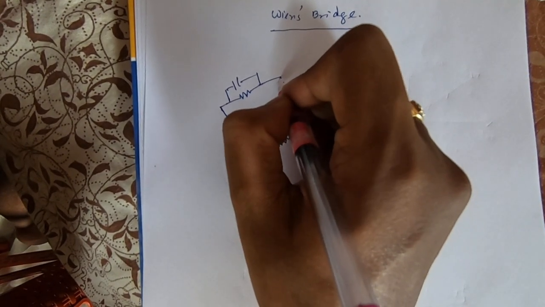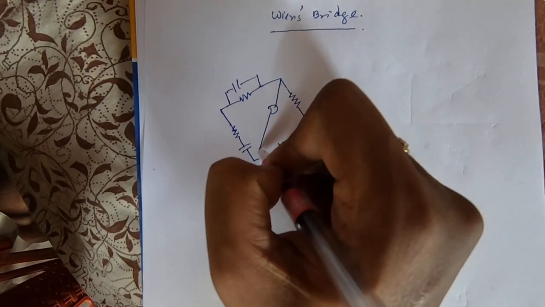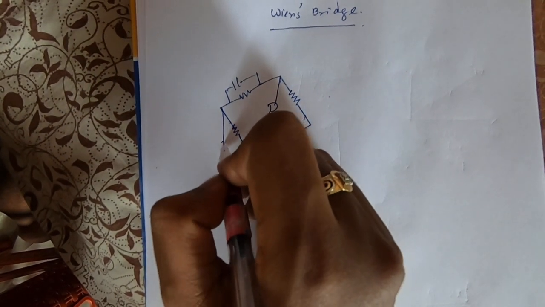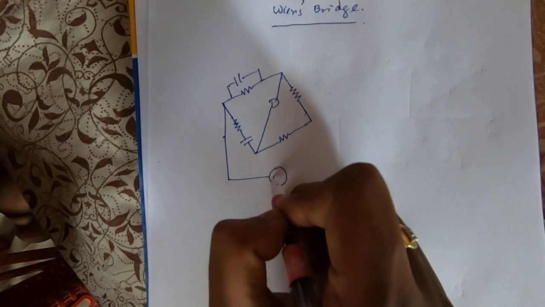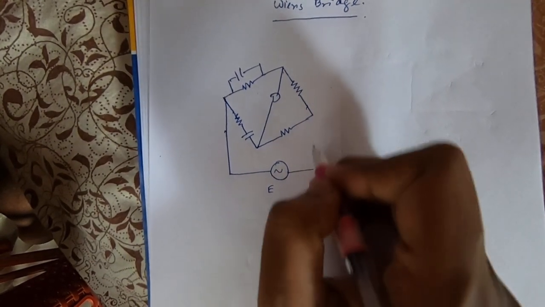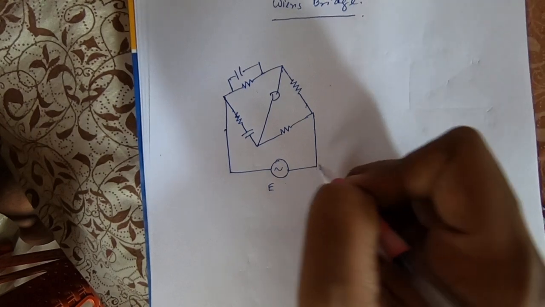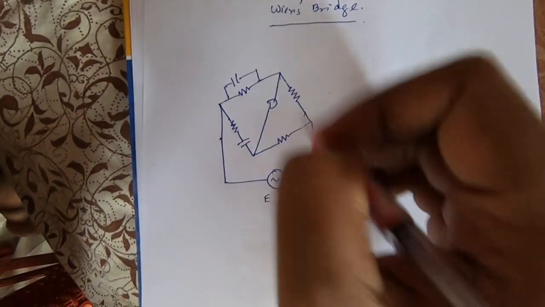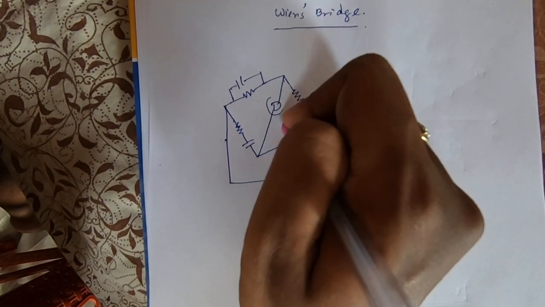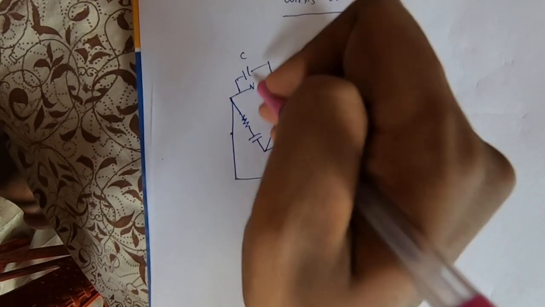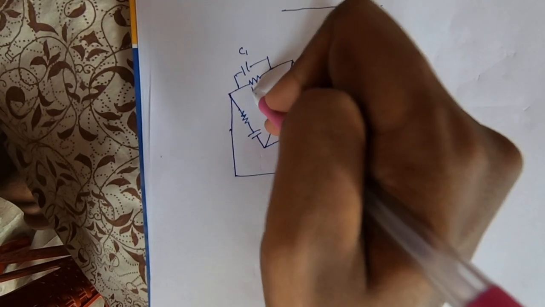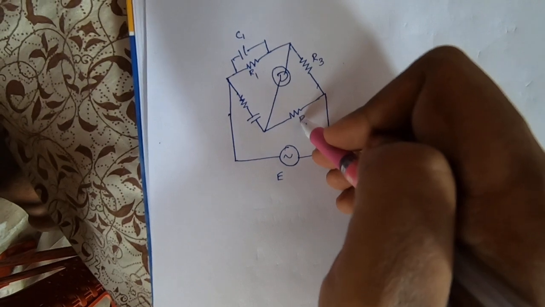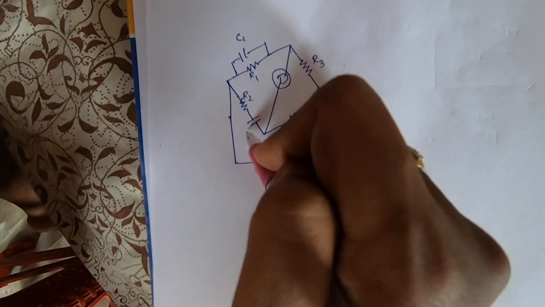And this is the connection of the detector. At balance condition there will not be any flow of current through this detector. Now there is an AC source, and we are done with the circuit diagram. Whenever we are naming this, arm 1 will be C1 and R1, this is your R3, this is your R4, this is your R2, and this is your C2.